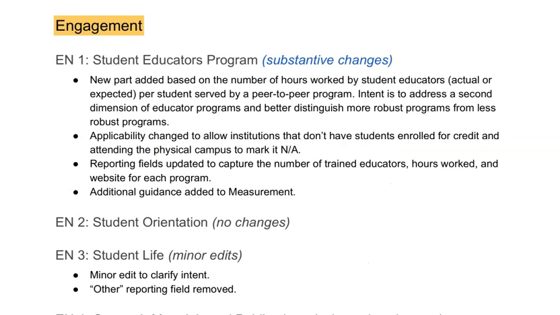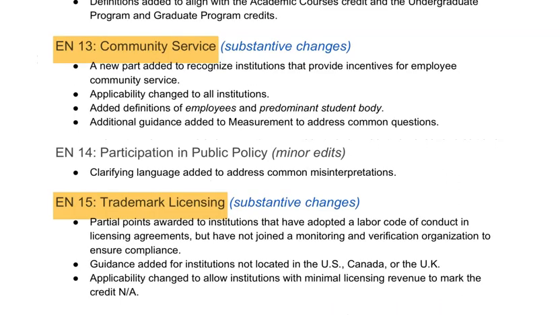Within the engagement category of STARS, two credits that have changed quite a bit are the peer educator program credits, both for students and employees. We've tried to make both of these credits more robust by requiring information about the number of individuals trained and the hours of training. For a list of issues to watch out for in these credits, take a look at the Help Center videos. The community service credit also changed slightly to recognize incentives for employee community service, and the trademark licensing credit is now providing partial points for having a labor code of conduct.